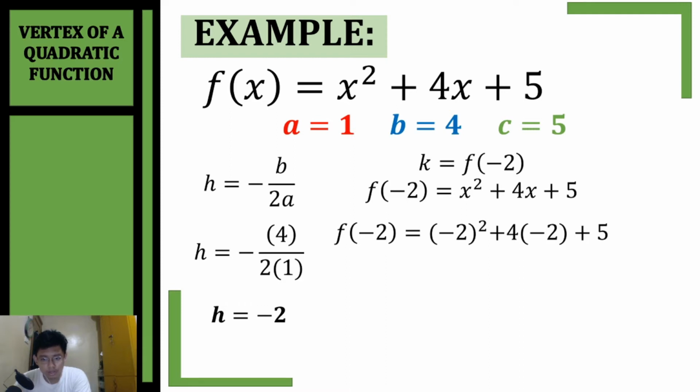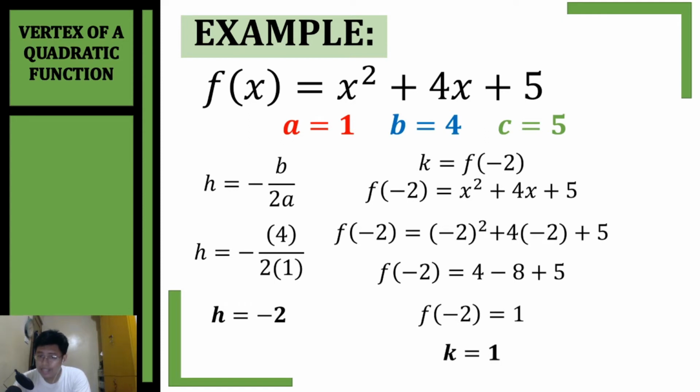So substituting, we will have (-2)² + 4(-2) + 5. Simplifying that, we will have 4 - 8 + 5. Now combine like terms, and we get f(-2) = 1. Therefore, our k is equal to 1. Now that we have our h and k, our vertex will be (-2, 1).